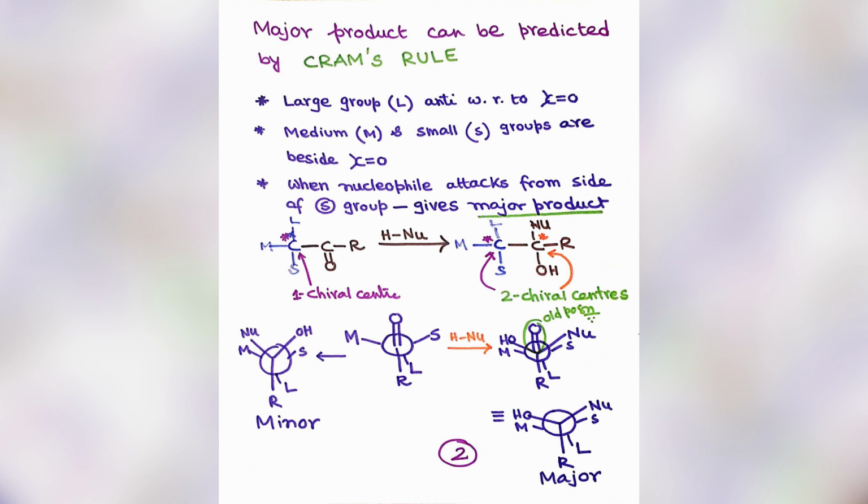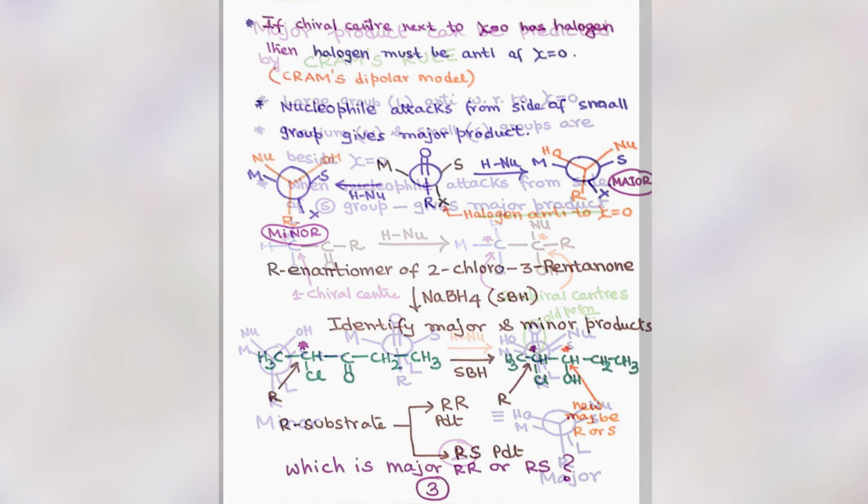Now according to Cram's rule, the reagent approaching the C=O from the side of the small size group will give the major product, and if the reagent approaches from the side of the medium size group, then that will lead to the formation of the minor diastereomer of this 1-2 asymmetric induction.